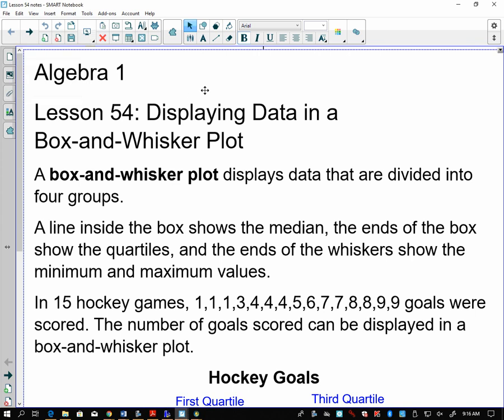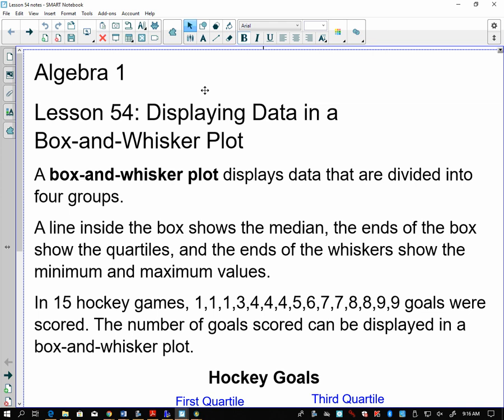All right, Algebra 1, Lesson 54. We're going to talk about how to display data in a box and whisker plot. How many of you are familiar with box and whisker plots at all? 1, 2, 3, 4, kind of, 4 and 5. Okay, so you guys have seen this stuff before. Great. We'll do a little bit of reading here.